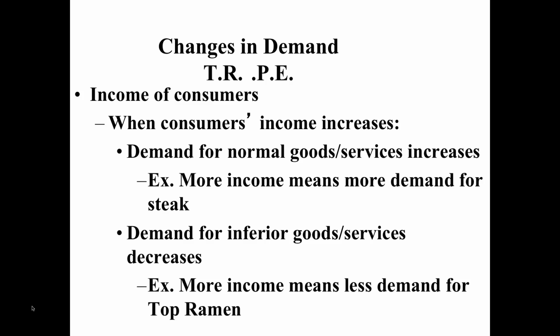The demand for inferior goods and services decreases. So inferior goods are goods that when you have more money, you actually want less of it. So for example, more income means less demand for top ramen. Because people have more money, they say, why do I need the top ramen? I can buy better stuff with that. Even though some people love and live for top ramen, nevertheless, it's generally considered an inferior good. Okay, so that is income, which is the third determinant of demand.